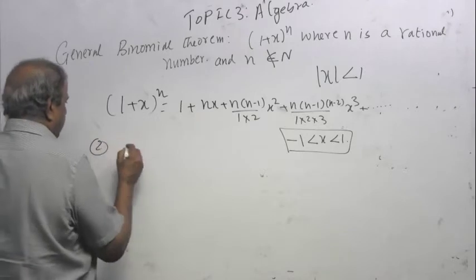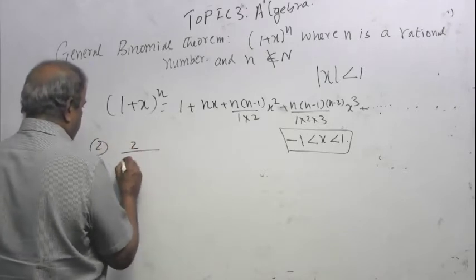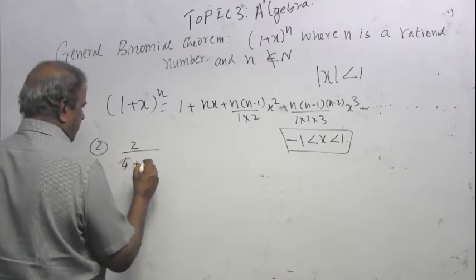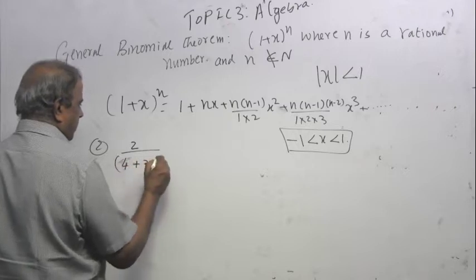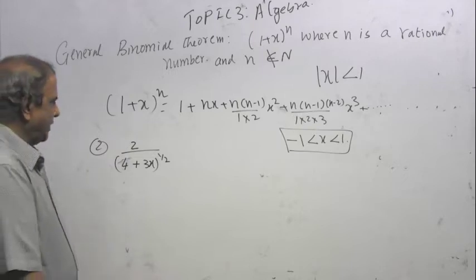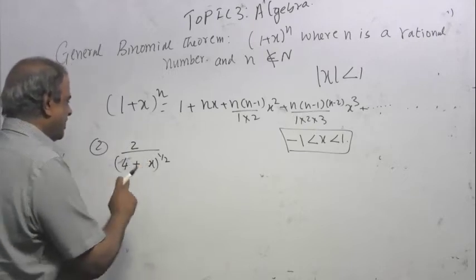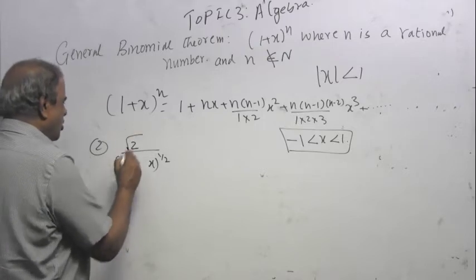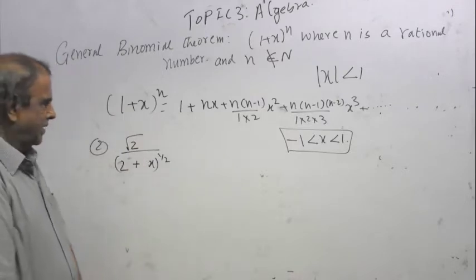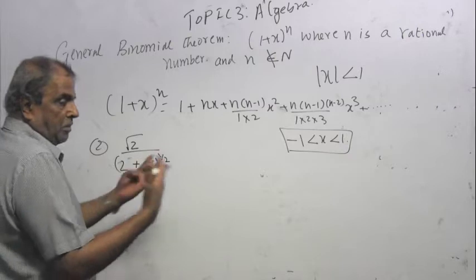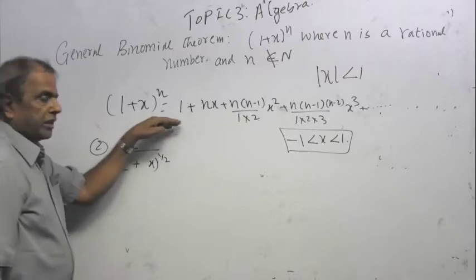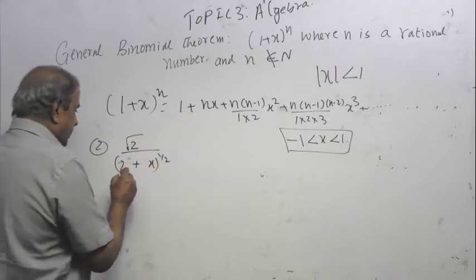Example 2, it is 2 over (4 + 3x)^(1/2). This is going to be difficult. Let's make it 4 plus x. Root 2 over (2 + x)^(1/2). I'm trying to keep it simple. Right. Obviously the expression is at the bottom, so you can't expand it that way. You have to write it as minus half. Don't do it. First make this 1.